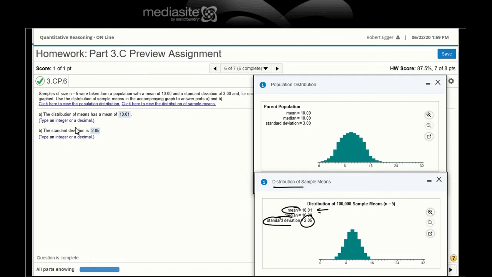All right. Okay, it says up here for question 2, use the distribution of sample means. So even though they didn't say distribution of means down here, it was up here. Excellent. Okay, next question.